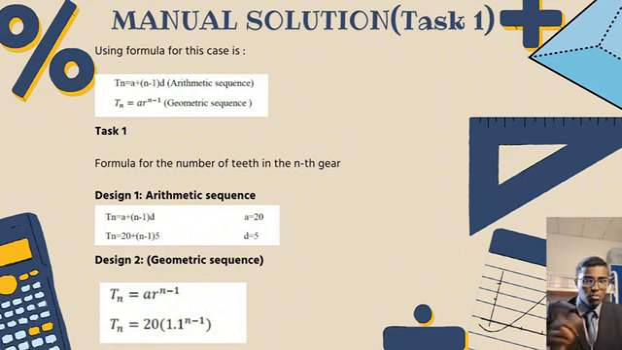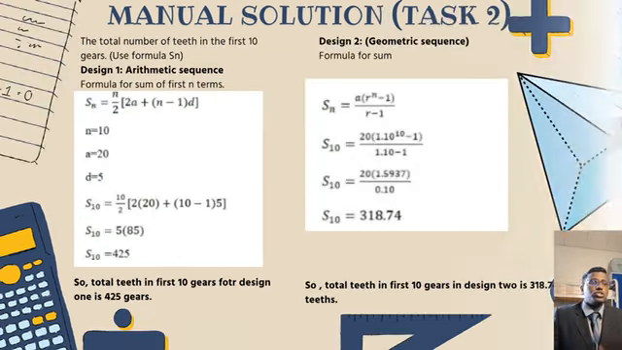Okay, for the common ratio you should do 10 percent, right? So 10 percent times 100, then plus 1, so you get the answer 1.1. Now the solution for task 2: the total number of teeth in the first 10 gears, use formula Sn.